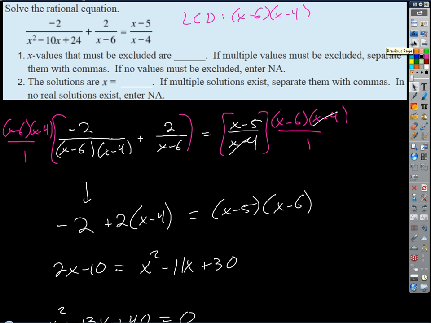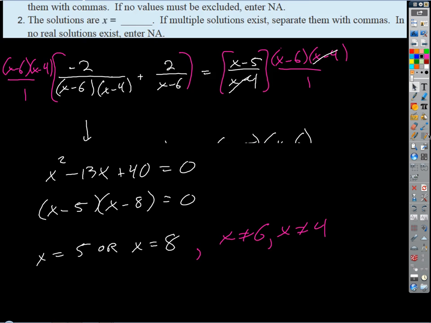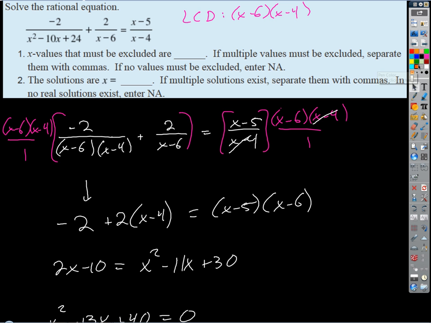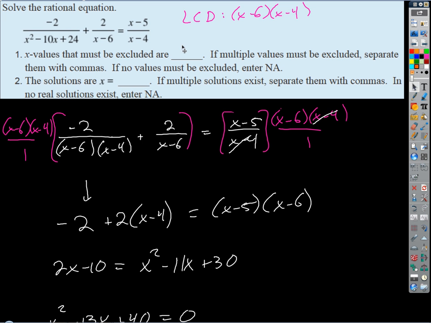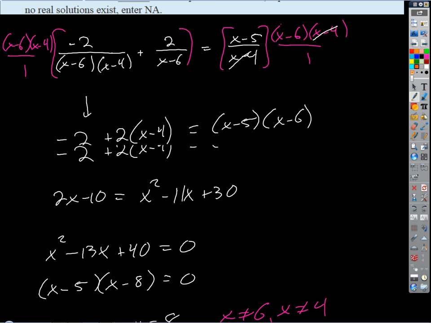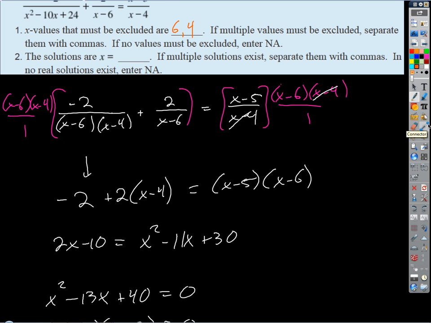Okay, so let's look at what they're asking for here. The x values that must be excluded are, if multiple values must be excluded, separate them with commas. So in this one, we're just putting in the values. The excluded values are 6 and 4, so in either order, we would just do 6, 4. The solutions are x equals, same thing, separating with commas if multiple solutions exist. What were they again, 5 and 8? So in either order, 5, 8. That's all they're looking for.